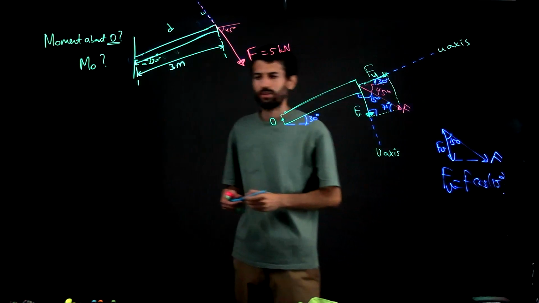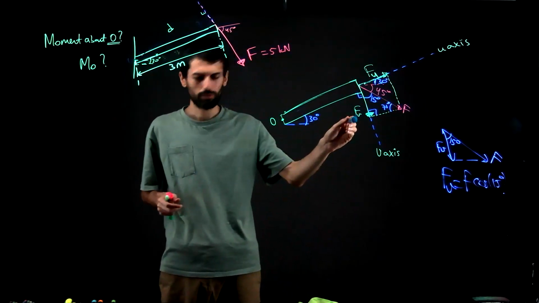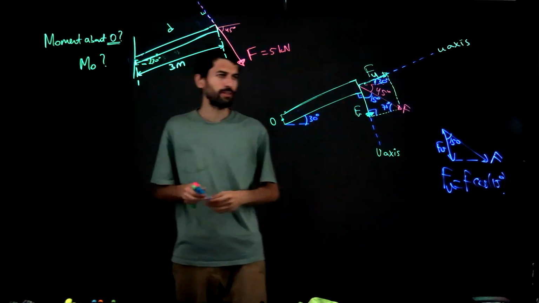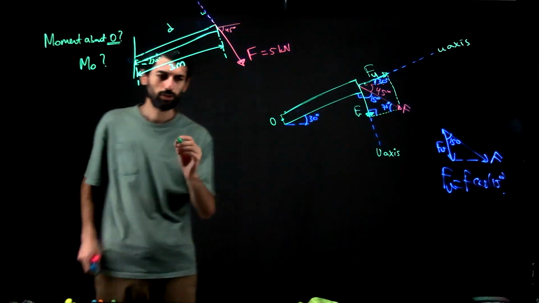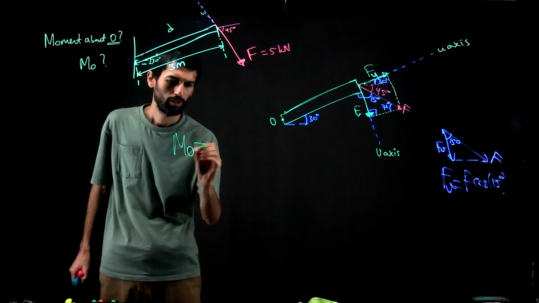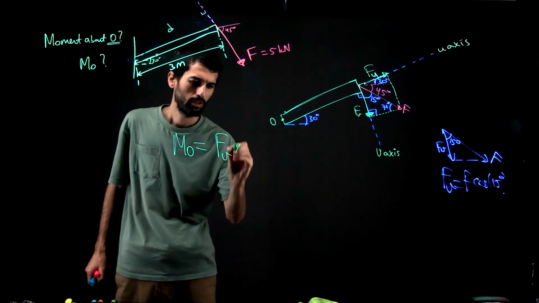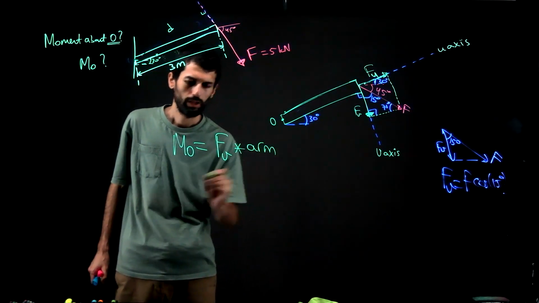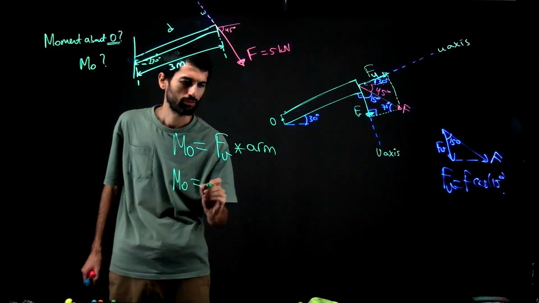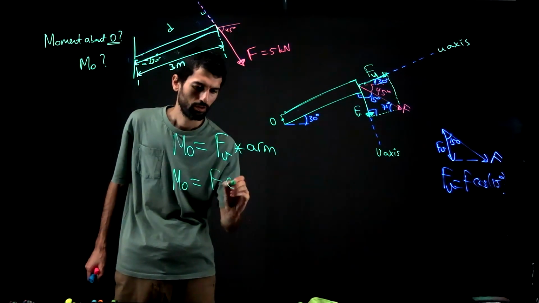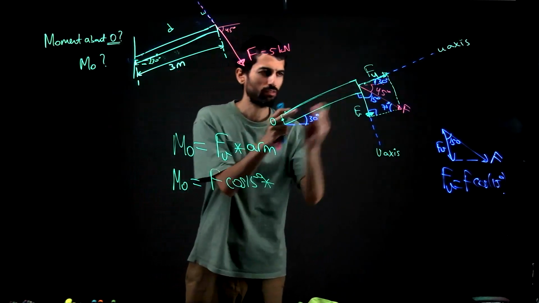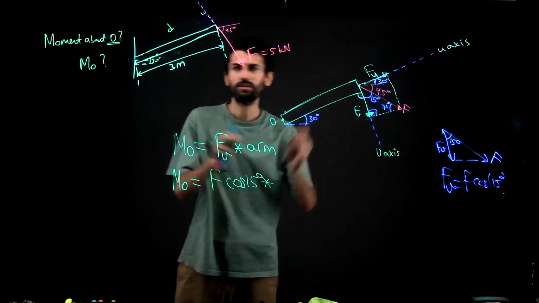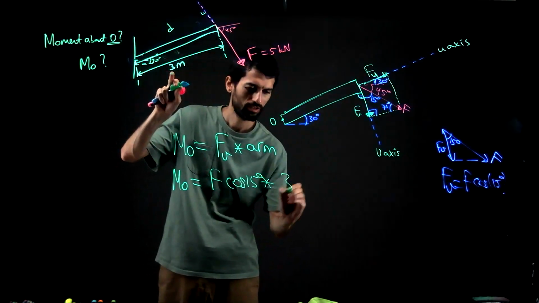Okay, so as we said, this Fv can only create a moment. So Fu cannot do that. So let's then calculate the moment about O. That will be Fv times the arm. And I know that Fv is F cosine 15 degrees. And then the arm will be the length itself, because they are 90 degrees. That length is 3 meters.